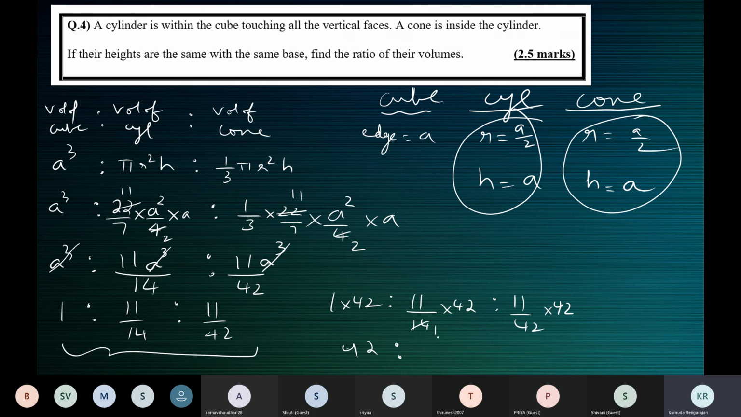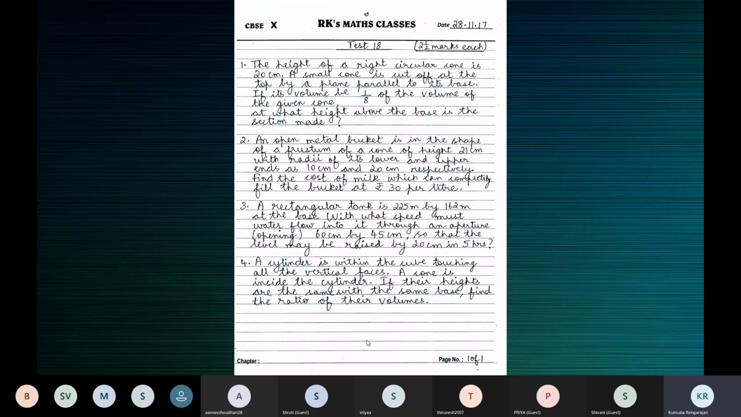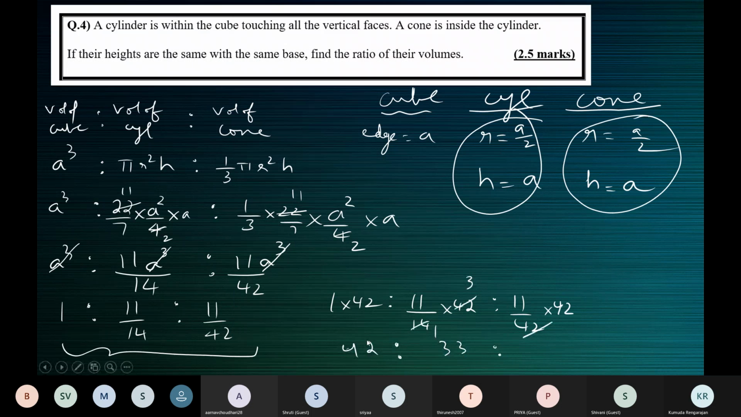42 is to 14 threes are 33 is to 11. 42 and 42 cancel, so 11. So the required ratio, or the ratio of their volumes, is 42 is to 33 is to 11.